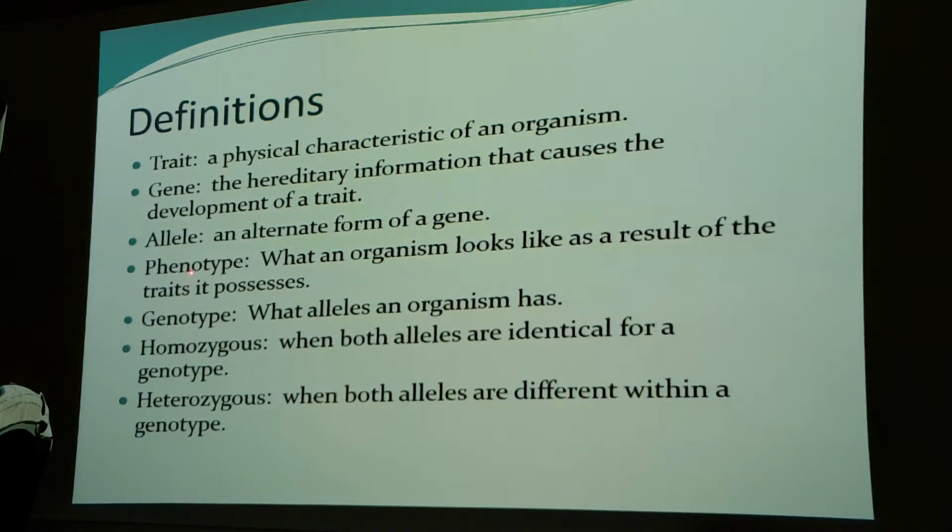I think I forgot to mention phenotype. Phenotype is just what you look like as a result of what alleles you have. So if your genotype for eye color is one where you have both alleles for blue eyes, your phenotype will be that you'll have blue eyes. It's kind of easy, okay?